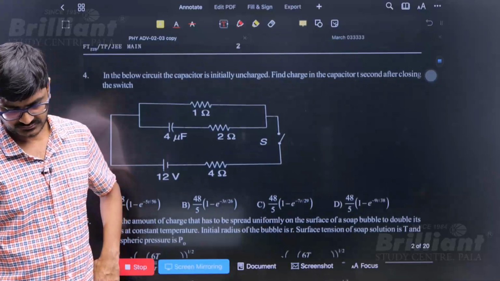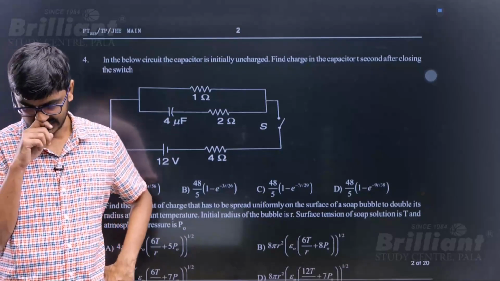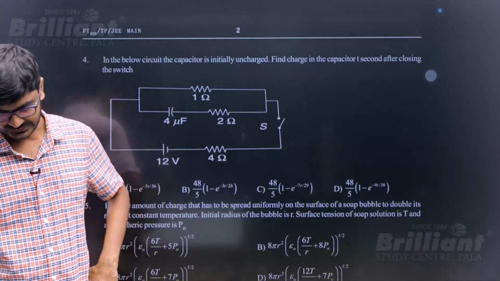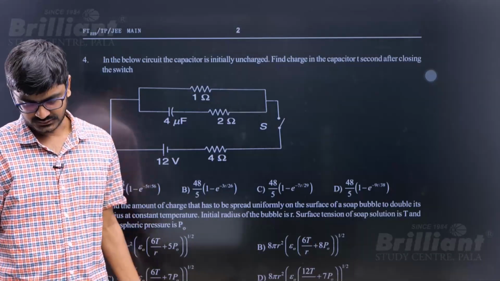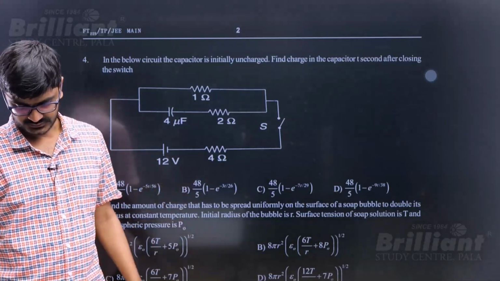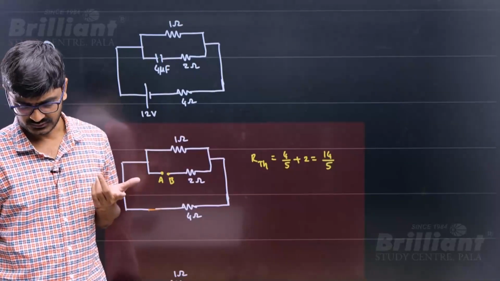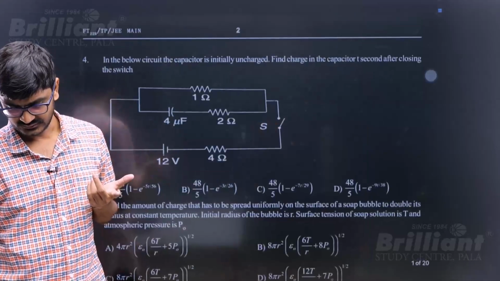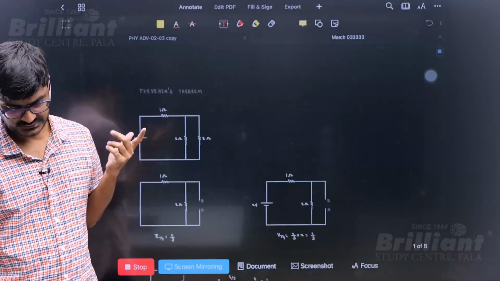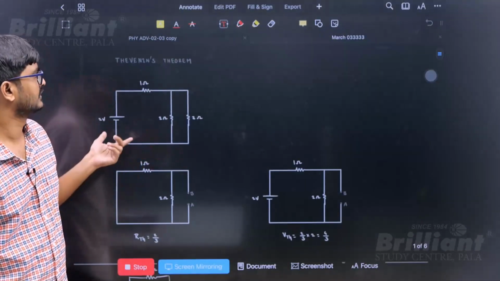The next question: in the below circuit, the capacitor is initially uncharged. Find the charge in the capacitor after closing the switch. You can solve this using integration as shown in the solution, or you can use Thevenin's theorem. Thevenin's theorem was taken in the revision class. Again, if you don't know it, most probably you'll be knowing it.